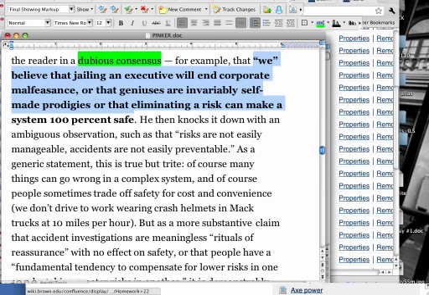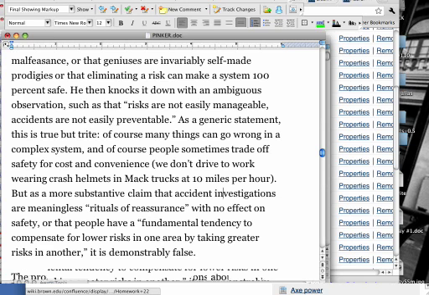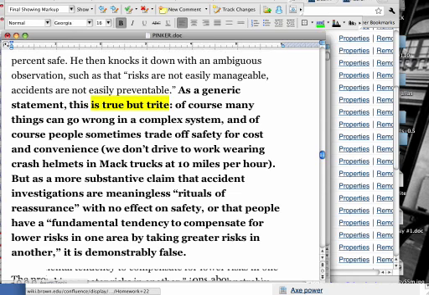But it does another thing. Error does factor into it, right? Because now we get down to here. True but trite. That's a very, very good phrase. He starts to get into a particular example. Risks are not easily manageable, accidents are not easily preventable, right? And he starts picking apart this one thing. But suddenly it's not really about who agrees or who disagrees, right? It's about this being an inaccurate statement when it's applied in the wrong context, right?